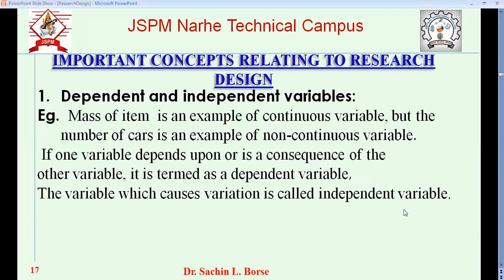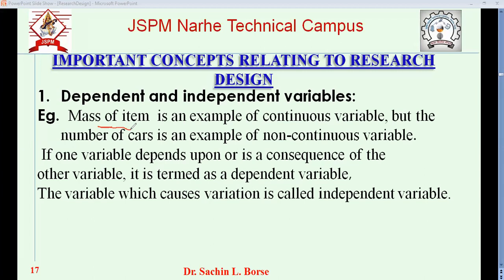Now we'll take an example of what is a continuous variable and a non-continuous variable. Like the mass of an atom or our weight. It is a continuous variable. Like we take the mass of a person, it will be a continuous variable.